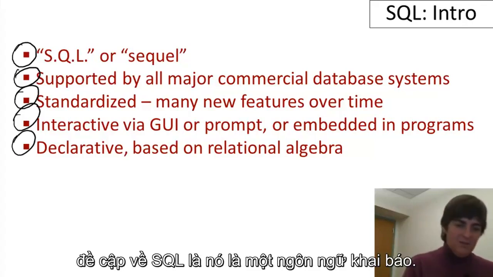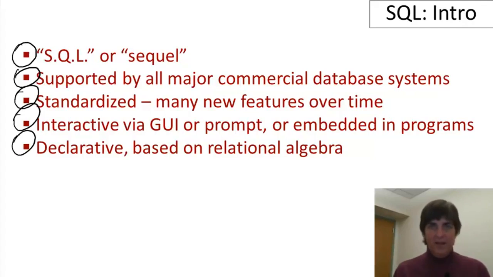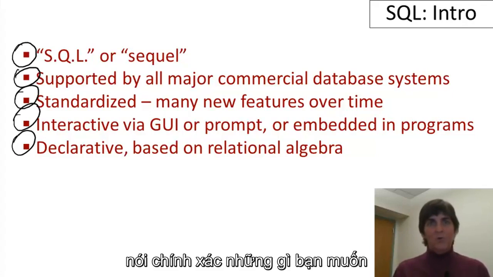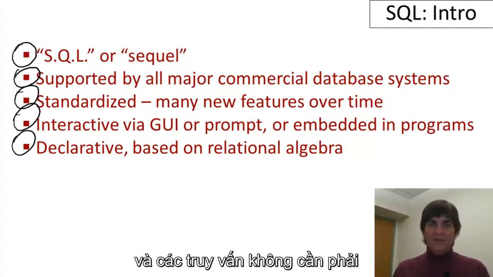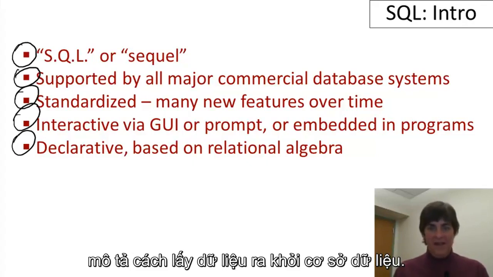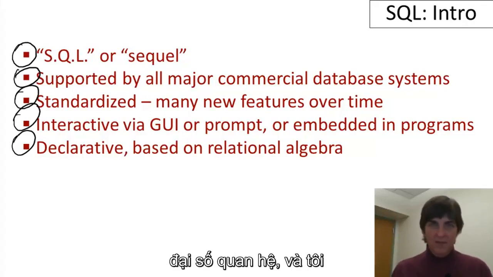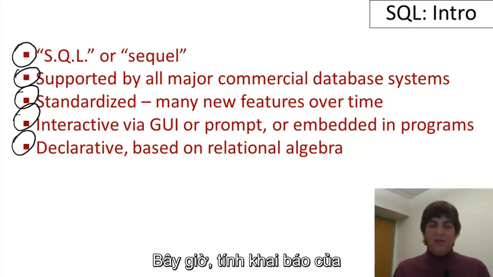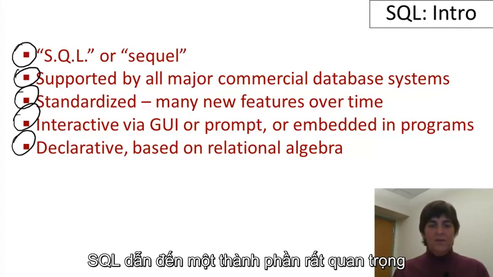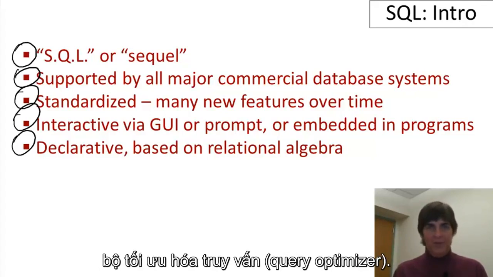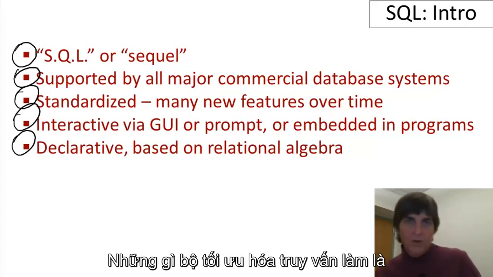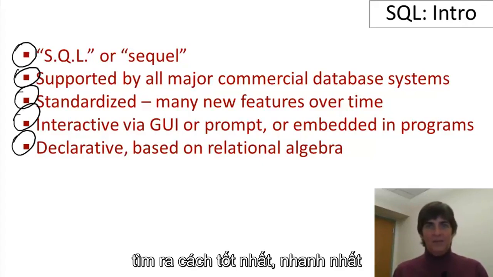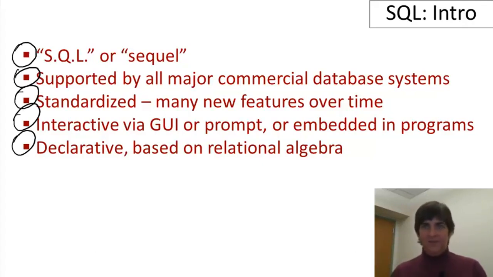The last thing I wanted to mention about SQL is that it is a declarative language. That means that in SQL you write pretty simple queries that say exactly what you want out of the database, and the queries do not need to describe how to get the data out of the database. The language is also based on relational algebra, and I hope you've watched the relational algebra videos. Now, the declarative nature of SQL leads to the component of the database system called the query optimizer to be extremely important. What the query optimizer does is it takes a query written in the SQL language and it figures out the best way, the fastest way to execute that on the database.